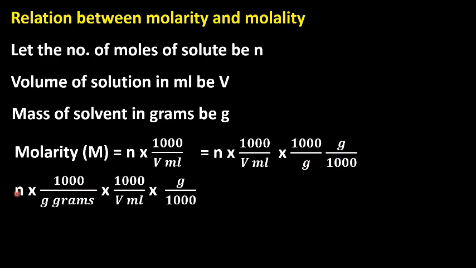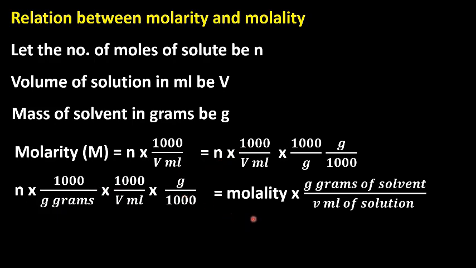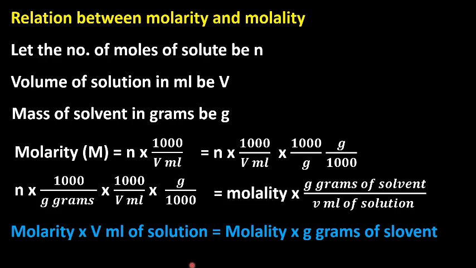So, let us rearrange this. N into 1000 by G grams, this middle term written here, into 1000 by V mL into G by 1000. N into 1000 by G grams is nothing but molality. Therefore, molality into G grams of solvent by V mL of the solution, where the 1000 cancelled. Finally we derived this relation between molarity and molality: molarity into V mL of solution is equal to molality into G grams of solvent.